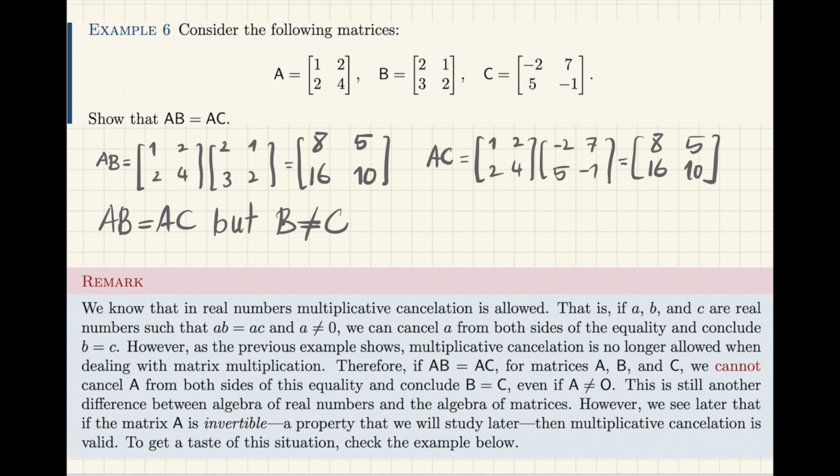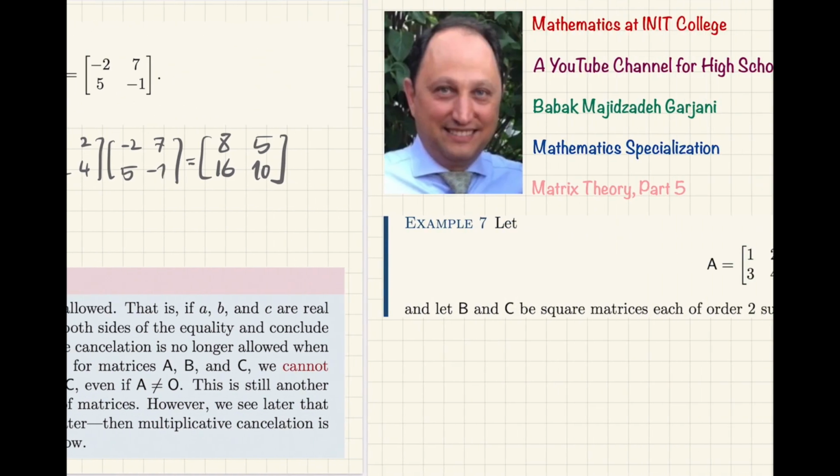So far I have explained everything for you. Then I am writing here, however, we see later that if the matrix A is invertible, the property that we will study later if we have time, of course, with you, then multiplicative cancellation is valid. Okay, but to get a taste of this situation, check the example below. So what I'm saying is that in some cases, you can have this cancellation, and that is a property called invertibility.